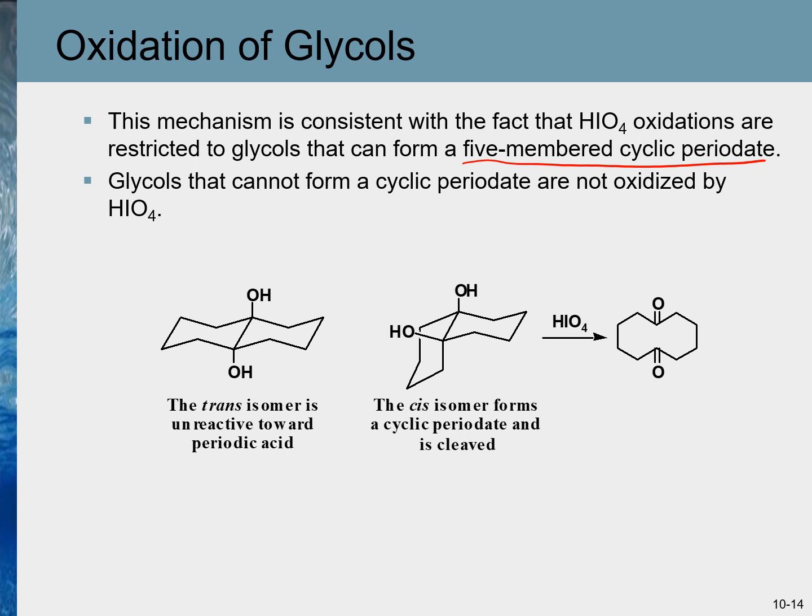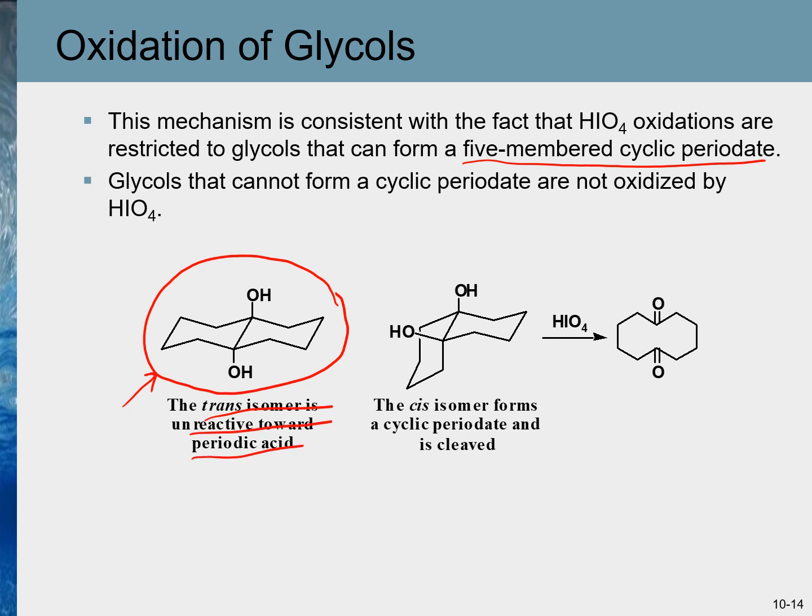For example, this trans isomer of a bicyclic compound has hydroxide groups opposite to each other. So hence this is not able to form the 5-membered cyclic periodate intermediate. Hence this trans isomer is unreactive towards periodic acid.